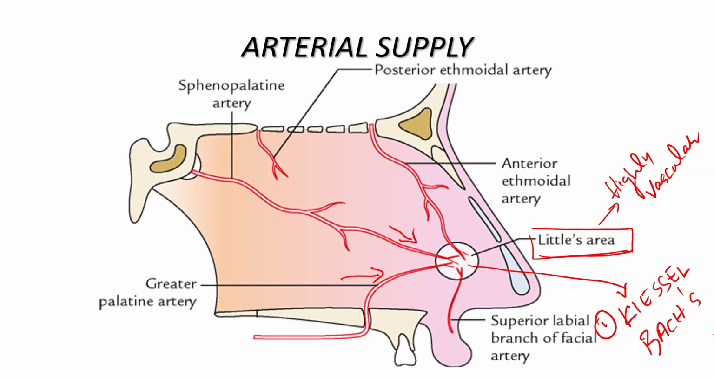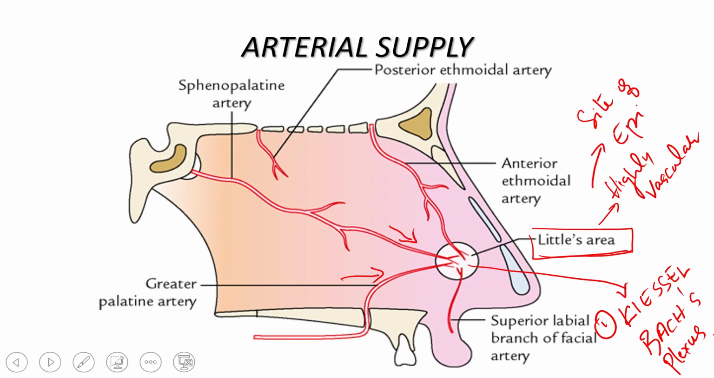This area is important because any small ulcer or injury affecting this area produces profuse arterial hemorrhage. So this is the clinical importance of Kiesselbach's plexus or Little's area. This area acts as an important site of epistaxis, or nasal bleeding. So this is about the arterial supply.